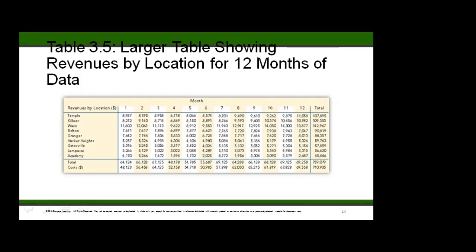It is generally best to left align text values within a column in a table, as in the revenues by location, the first column of Table 3.5. Column headings should either match the alignment of the data in the columns or be centered over the values, as shown in this table.